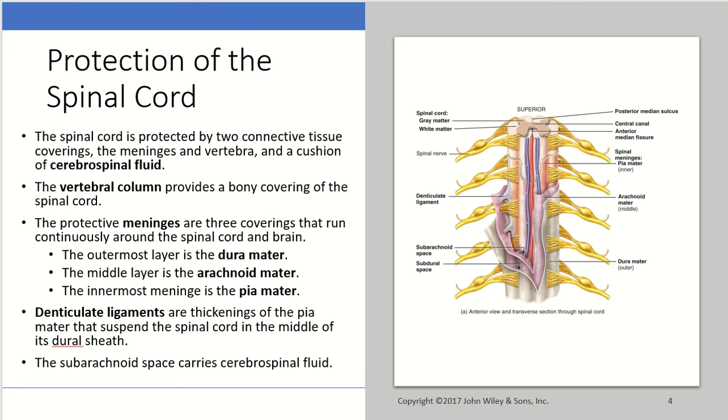And the layers of the meninges that are found around the spinal cord are also the same as what you would find around the brain. So the outermost layer is called the dura mater. Then the middle layer is the arachnoid mater, and then the innermost meningeal layer is going to be the pia mater.